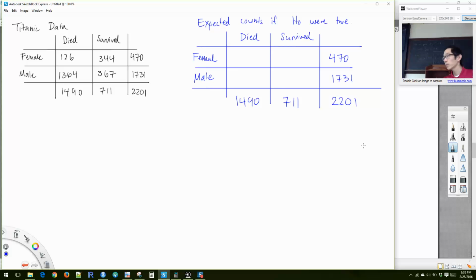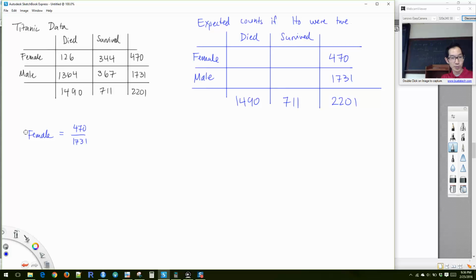So if survival and gender were independent, we can look at how many people died, and there was 1490, right? And whatever percentage female exists, we would expect that percentage of females to have died, and whatever percentage of males exist, we expect that percentage of those who died to be male as well. So we can look at the proportion female.